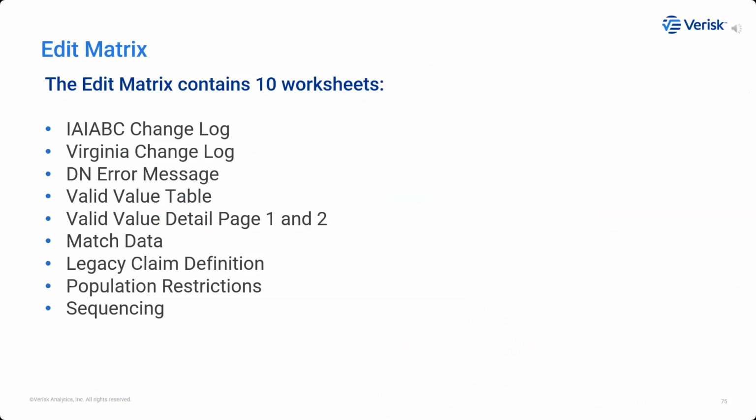The Populations Restrictions table has all of Virginia restriction edits that are applied to the applicable data elements. The Legacy Claim Definitions tab defines a legacy claim and non-legacy claim as it applies to our editing. The sequencing table contains MTC types with the clarification of what should precede the current MTC being filed.